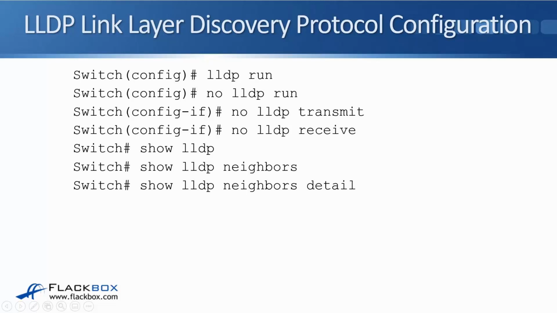Our verification commands are again similar to CDP. Show LLDP will show if it's enabled or not. Show LLDP neighbors will show a summary of our neighbors, and show LLDP neighbors detail will show more verbose output, including the IP addresses configured on those devices.